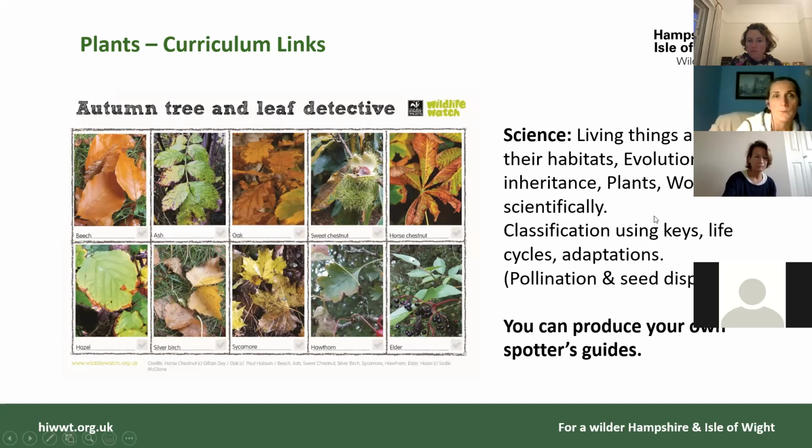I know that we need to cover plants, working scientifically, evolution and inheritance. There's lots of links that we can make when we're having a look at plant identification. And as I said, you can produce your own spotter's guide. So you could have a go at identifying some of the plants in the school grounds and then produce a spotter's guide specifically for your school grounds. And the children could use that to go out and have a look at what they've got out there.